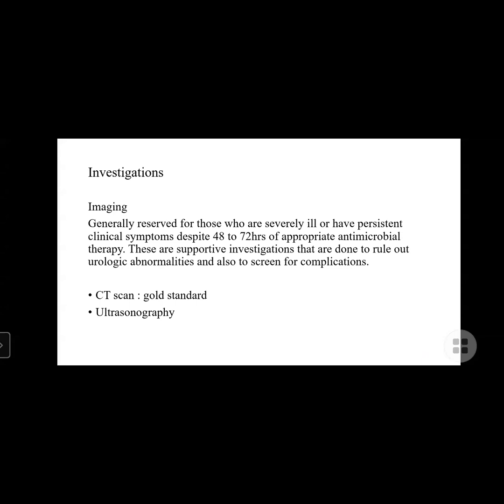We have some imaging techniques that are also sometimes done, and these are just supportive investigations. These are done to either rule out urologic abnormalities and also to screen for complications. So they are usually reserved for those who are severely ill or those who have had persistent clinical symptoms despite 48 to 72 hours of appropriate antibiotic therapy. The first is the CT scan, which is the gold standard. We can also do an ultrasonography as well.